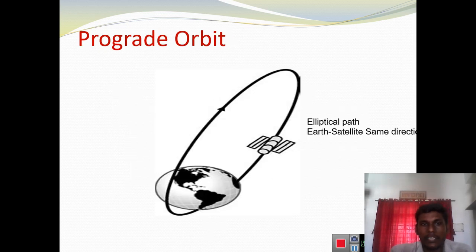And again, prograde orbit. So if a satellite revolves around the Earth in a prograde orbit, the path is actually elliptical in shape, as well as the very important condition: a satellite in prograde orbit follows the same rotation or same direction like the Earth's rotation. So we can say that the satellite follows the same rotation or same angle of direction like the Earth.